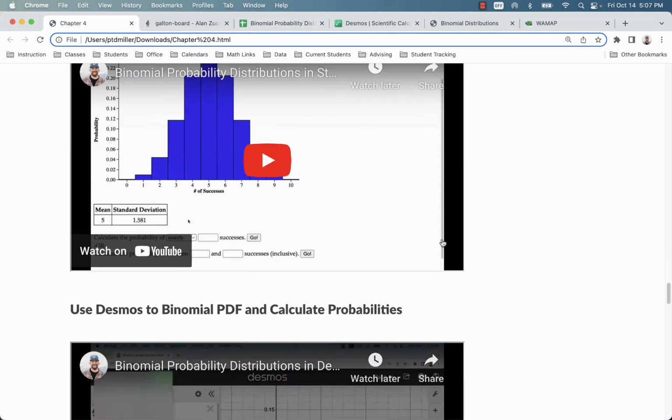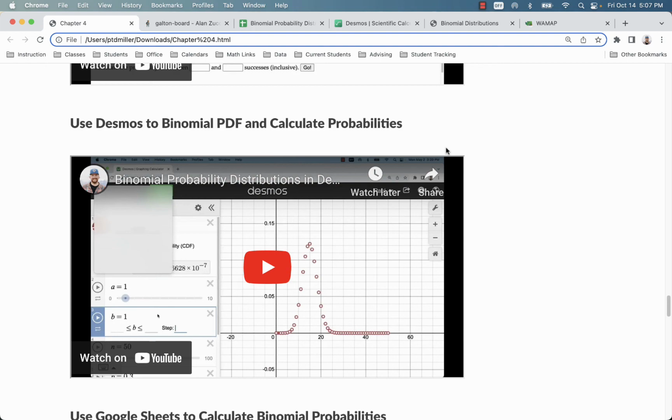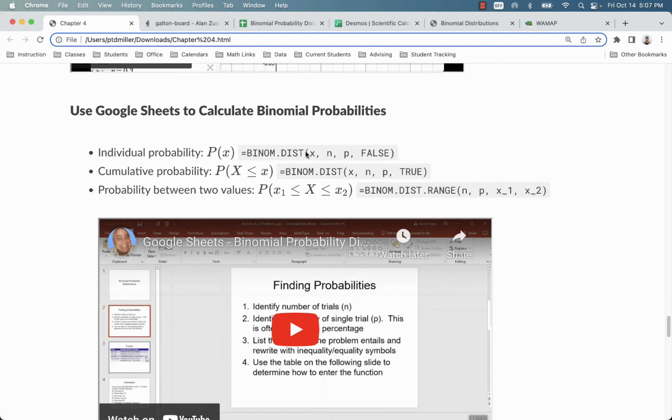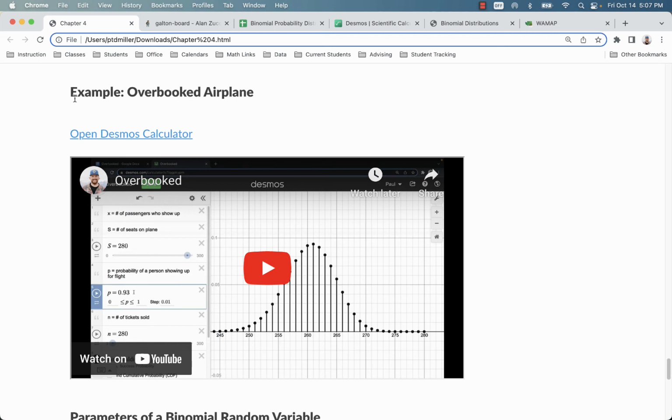So check out my other video. I talk about using Statlet to graph, and I also talk about Desmos there. And then lastly, I give you an example that I think is really helpful to understand this, looking at an airplane and why they overbook the seats on the airplane.